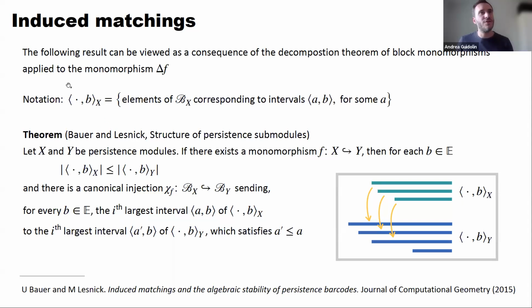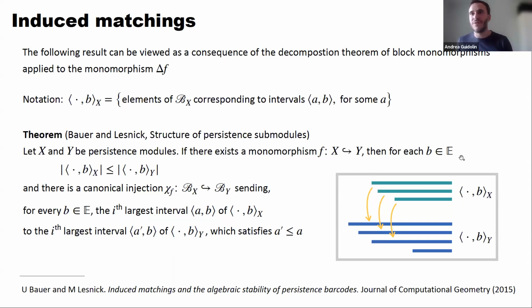I'm going to use the original notation by Bauer and Lesnick to indicate the intervals in a barcode that end at a fixed point B. So the theorem says that if X and Y are persistence modules, and if there exists a monomorphism from X to Y, then for each endpoint B, the number of intervals in X ending at B is less than or equal to the number of intervals in Y ending at B. And there is an injection between the barcodes of X and the barcode of Y, which sends for every B the ith largest interval of X ending at B to the ith largest interval of Y ending at B. And these two paired intervals satisfy that A prime is less than or equal to A.